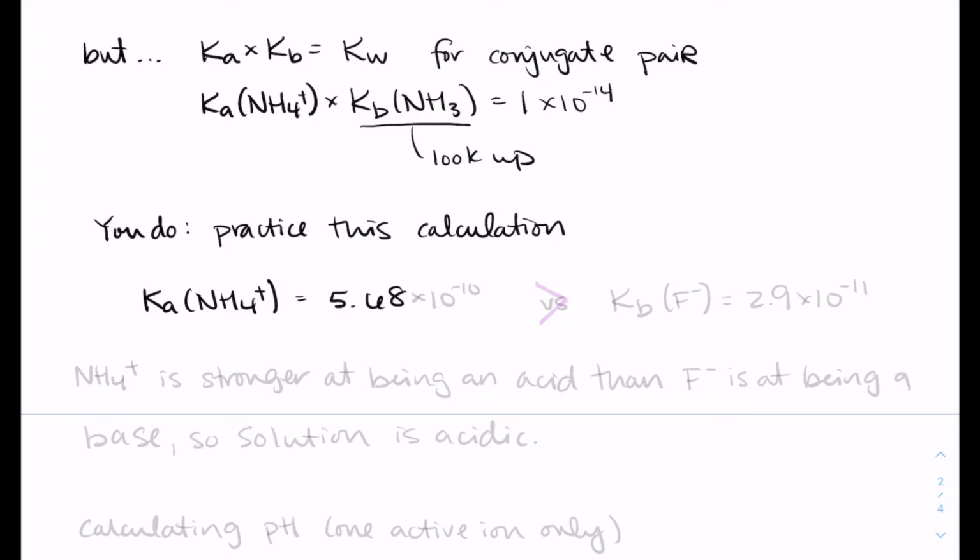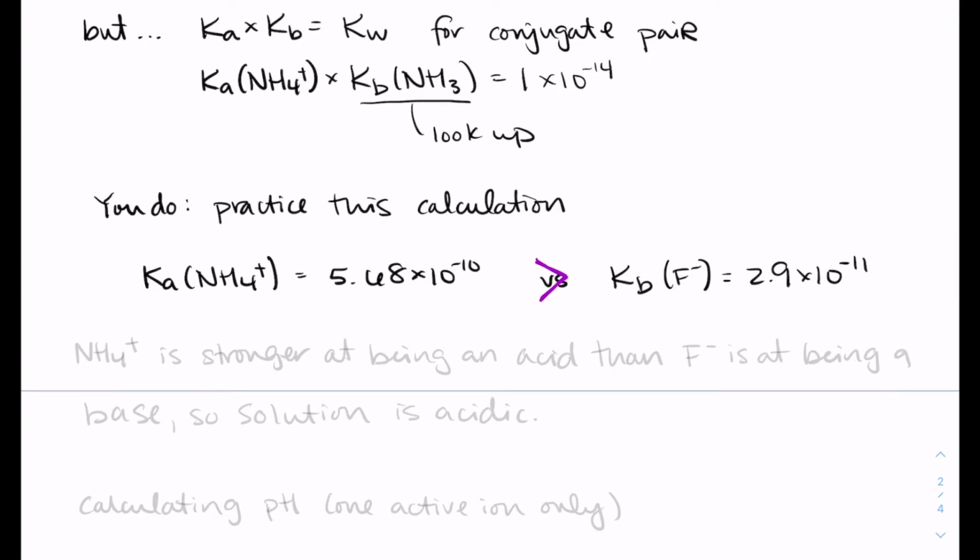Ammonium fluoride dissolves in solution. We could look up that all ammonium salts are soluble. We have our acid, we have our base. We know we need a Ka and Kb, but ammonium and fluoride do not appear in any of the Ka and Kb tables. What we do see is ammonia and hydrofluoric acid, so we have to use the fact that Ka and Kb are related through Kw to get the appropriate constant to compare. Ka times Kb equals Kw for a conjugate pair. So the Ka for ammonium times the Kb for ammonia is 1 times 10 to the minus 14th.